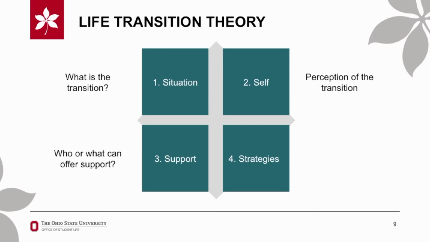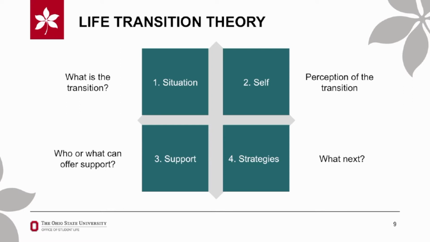Third, who or what can offer support? What resources are available? Who are people in the student's network that can help? What does that support entail? And finally, what strategies dictate the next steps? How will the student manage stress, make meaning of the transition, and move forward? Whatever the context, helping students in transition is one of the most important services that student affairs professionals provide.